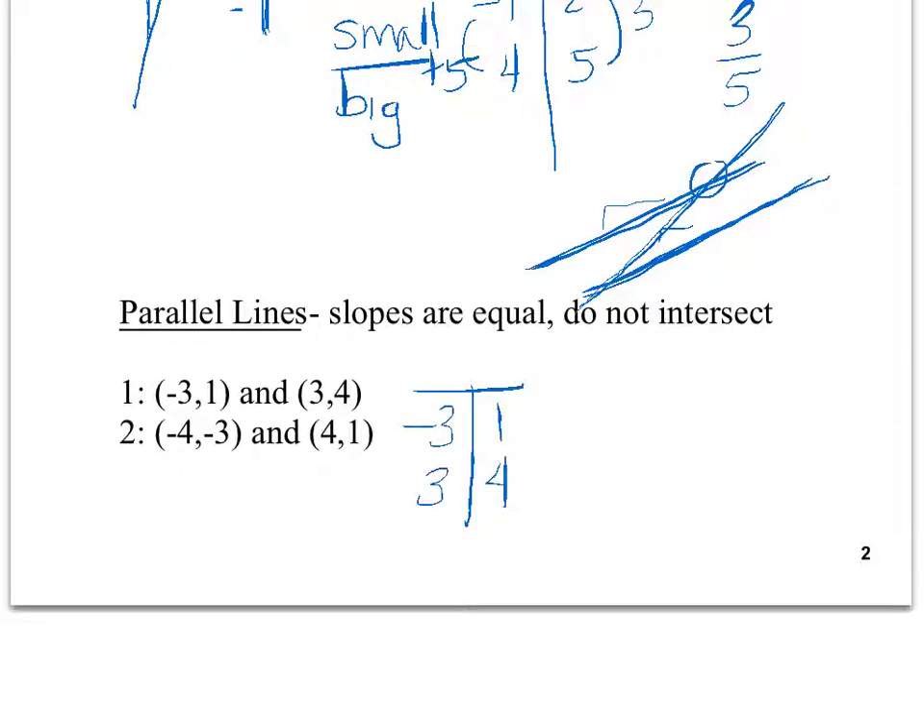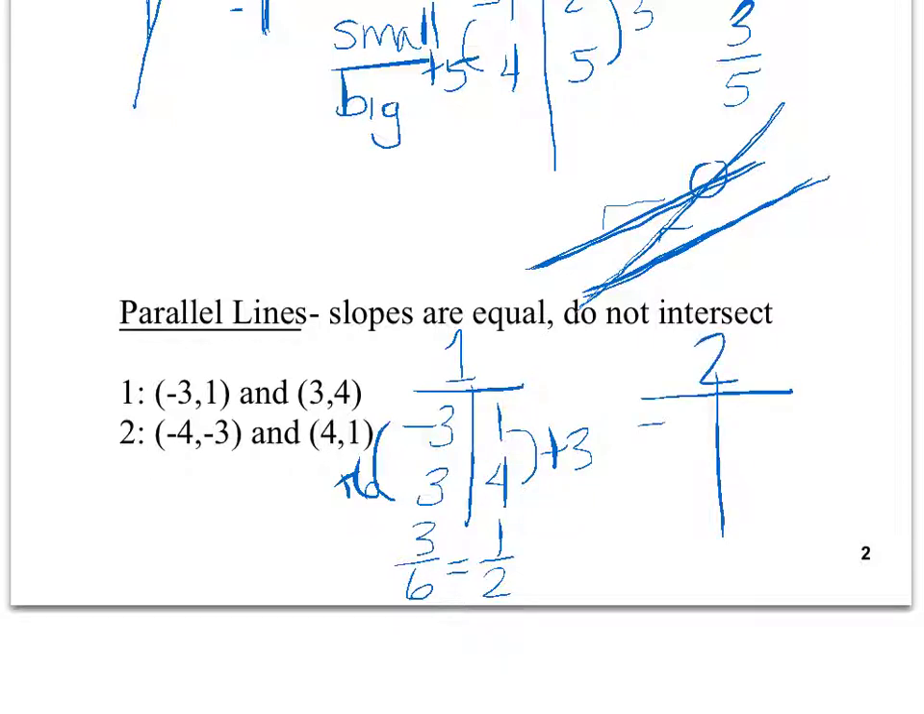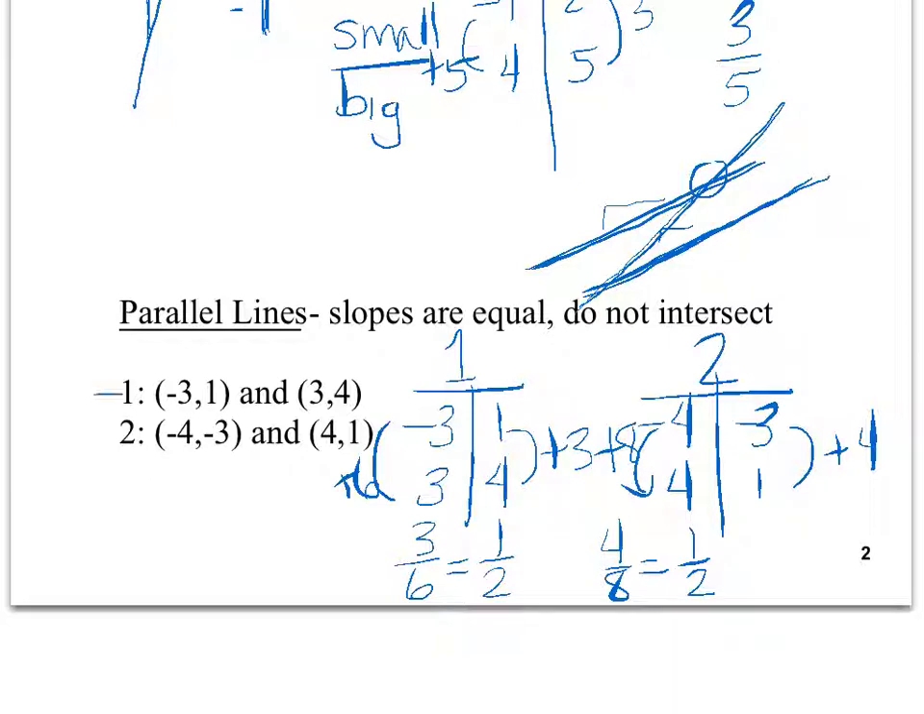So we have negative 3, 1 and 3, 4. I add 3. I add 6. So for this one, it's 3 over 6, or 1/2. This is for line 1. For line 2, I put my points in there. From negative 3 to 1, I add 4. From negative 4 to 4, I add 8. So I get 4/8, which reduces to 1/2. So then we know that these two lines are parallel because their slopes are exactly the same. They both reduce to 1/2.